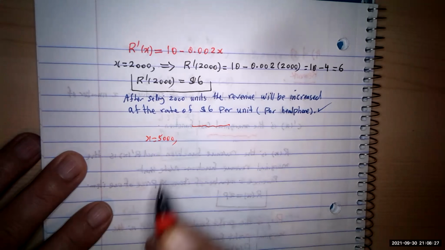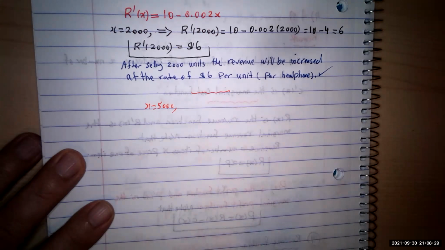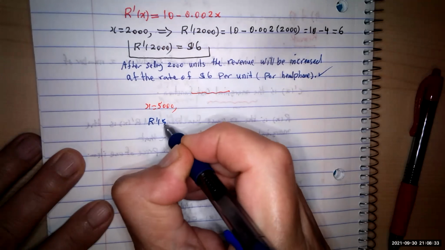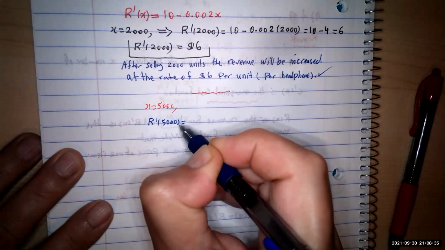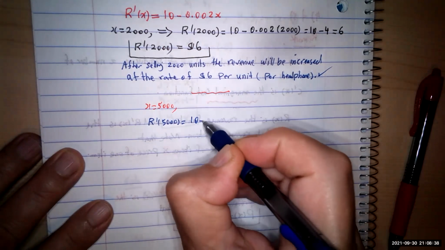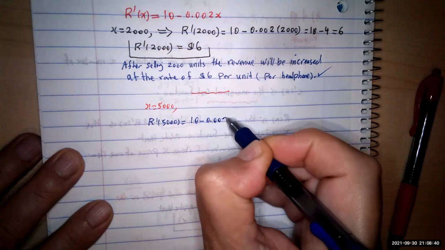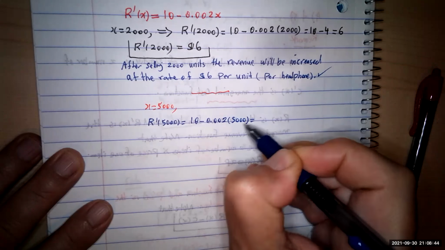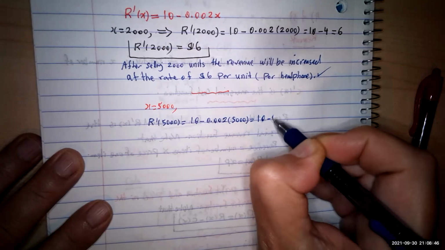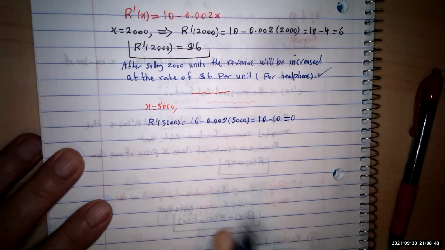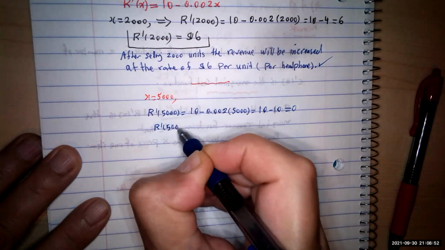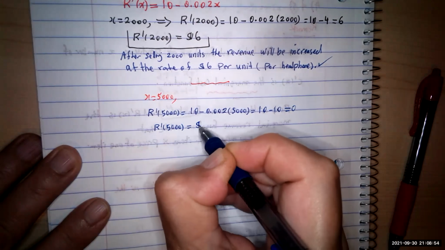So let's see what would happen if you are going to be at this level. Again, substitute. What's going to be R prime of 5,000? It's going to be 10 minus, again, 0.002 times 5,000 this time. You see, that gives 10 minus 10, which is equal to 0. So in R prime of 5,000, you are going to make $0.